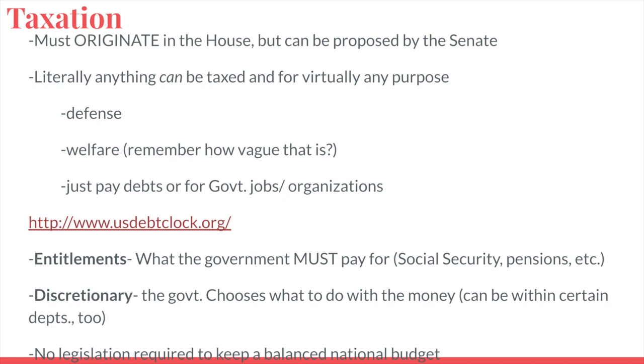Also, is our budget balanced? It most certainly is not. We spend more money than we make, which is why we continue to go into debt. If we had to have a balanced budget, the government stimulus package for coronavirus would mean we would have to not spend trillions of dollars elsewhere, which clearly we are still spending as well. So there's no legislation at a national level for a balanced budget.